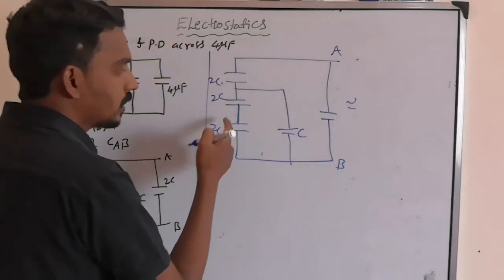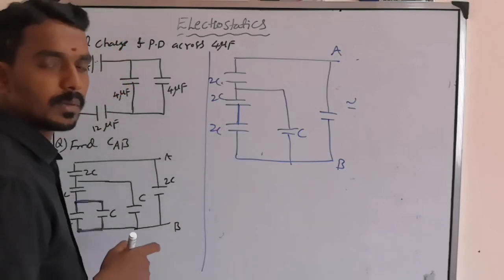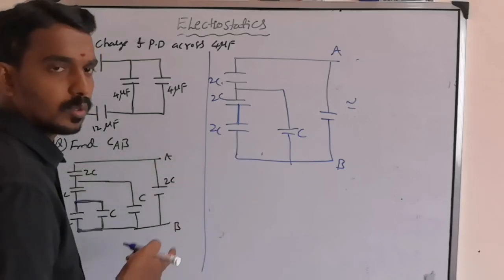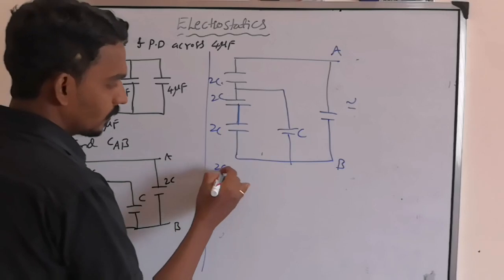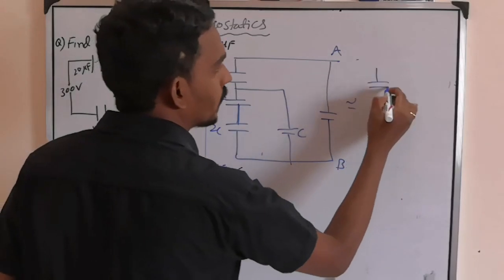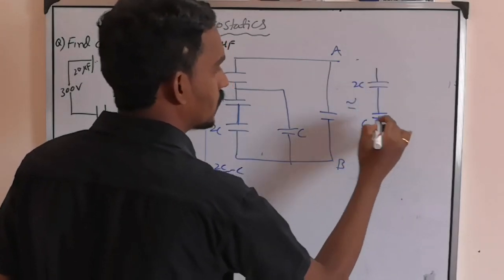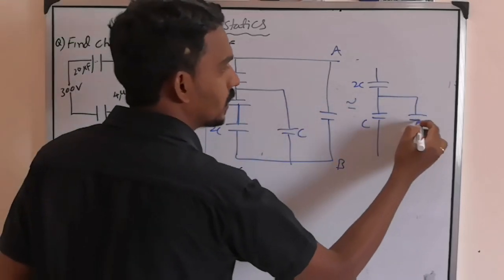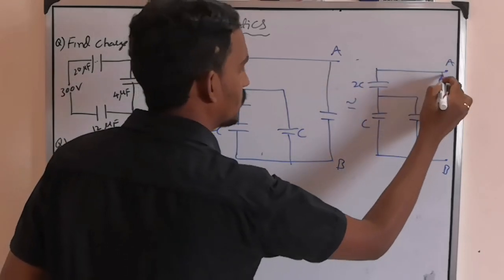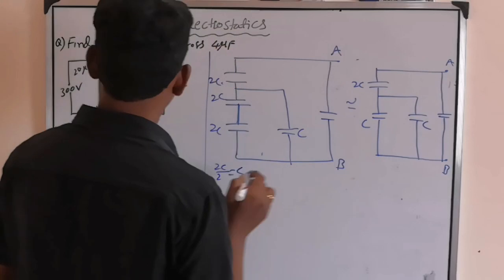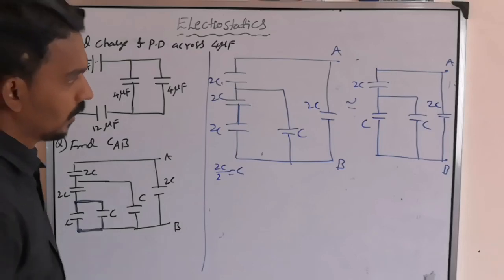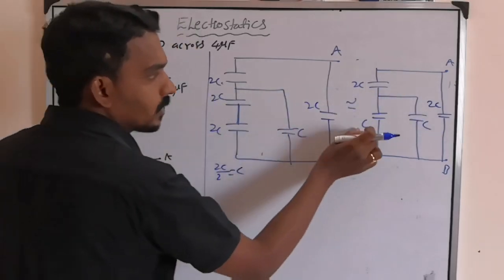For series, C1 C2 by C1 plus C2, or else if both are equal, the C by N formula. How many are there? 2. So 2C by 2, so this combination is C. Now redraw it again. 2C, and this is C, and here one C is there, and here one 2C is there. This is 2C. Now this is reduced to this one. These two combinations I took as C.